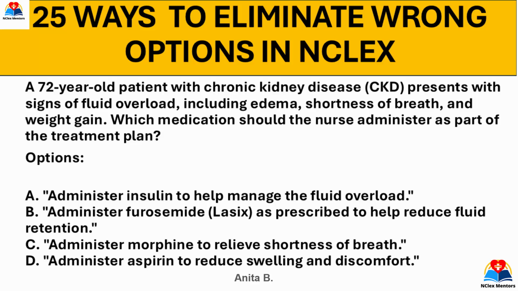A 72-year-old patient with chronic kidney disease presents with signs of fluid overload, including edema, shortness of breath, and weight gain. Which medication should the nurse administer as part of the treatment plan? Options given are: Option A. Administer insulin to help manage the fluid overload. Option B. Administer furosemide as prescribed to help reduce fluid retention. Option C. Administer morphine to relieve shortness of breath. Option D. Administer aspirin to reduce swelling and discomfort.